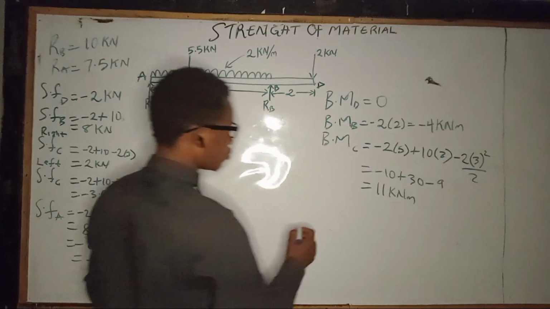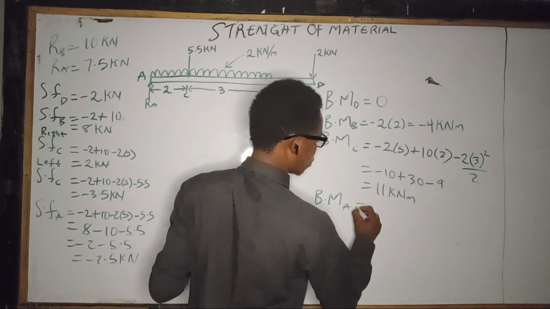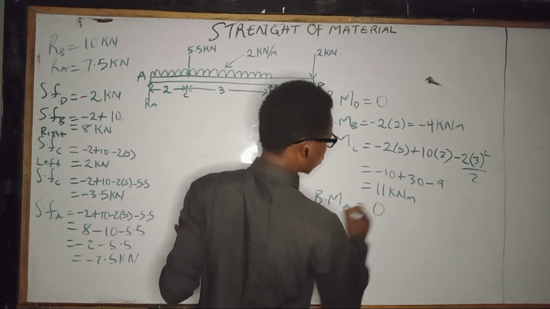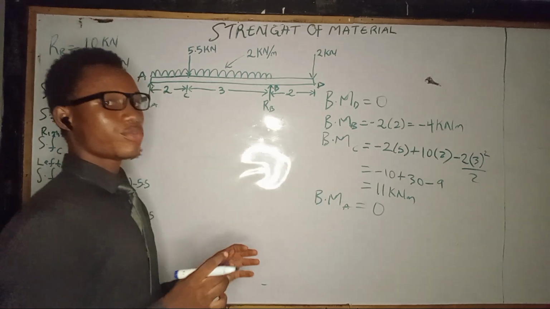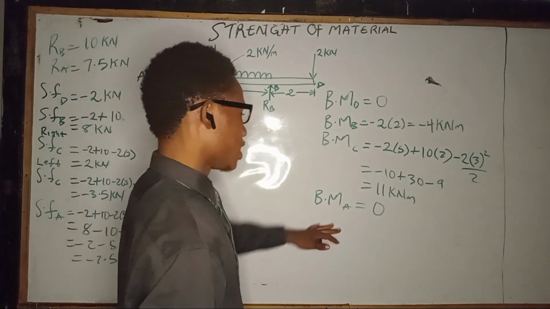Now for our bending moment at A, we know that automatically it is equal to 0. The bending moment at A is automatically equal to 0. So that is for that.